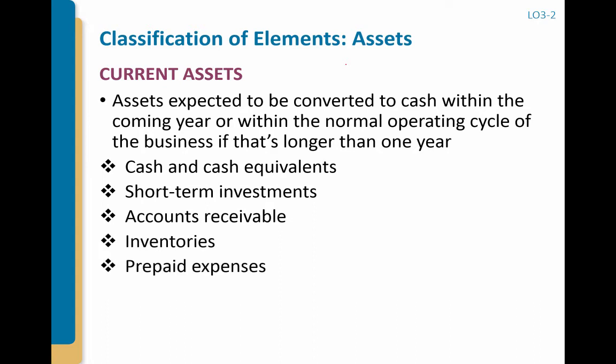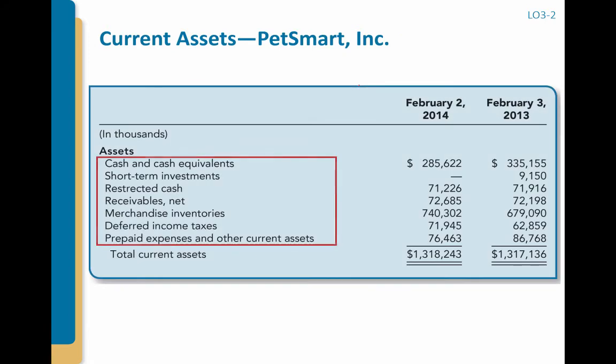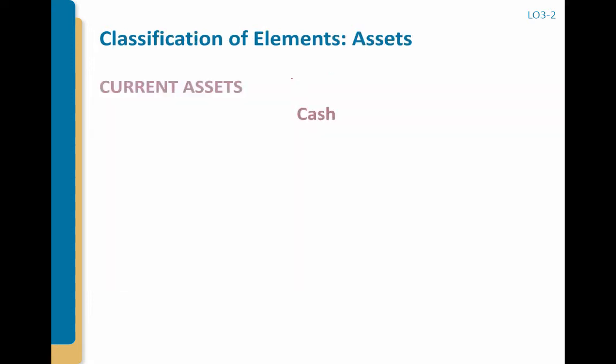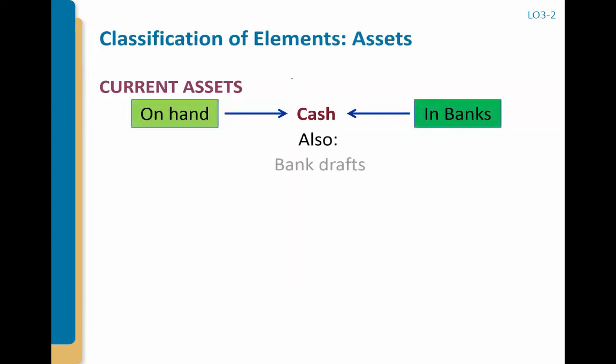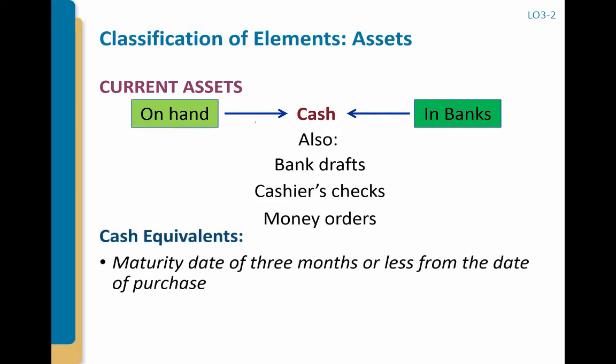Examples of current assets you will see are cash and cash equivalents, short-term investments. Notice it says short-term, not held to maturity. Those are considered long-term investments, and we'll talk more about that in Intermediate 2. Accounts receivable, inventory, and prepaid expenses. Here we have PetSmart with basically the same classifications to get to total current assets. We have cash on hand and in the bank. So these are several kinds of current assets that we have.